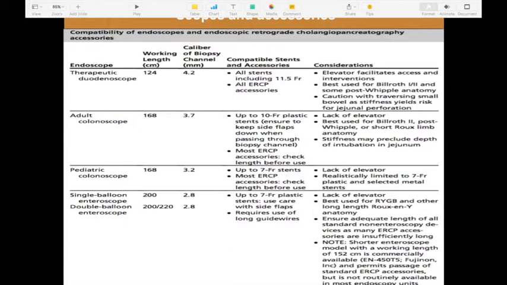So only a 7 French stent can pass through these scopes. A bigger stent, double wire, is sometimes difficult. So we should only pass one stent at a time, and there is no elevator in the stop wire. These are best suited for a Roux-en-Y hepaticojejunostomy or Roux-en-Y anatomy, which have a long afferent limb. And it always requires an overtube, which is normally not present in other scopes.